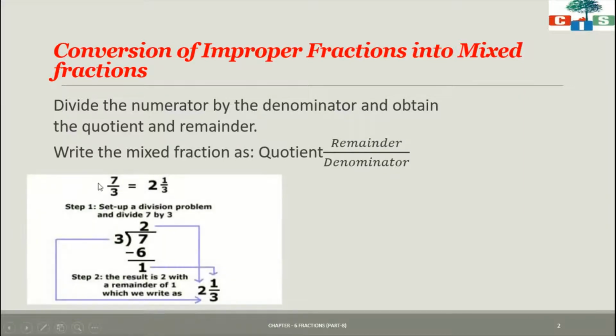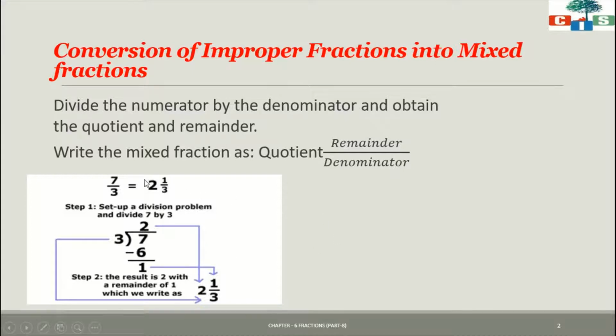See, 7 upon 3. Okay, this is improper fraction. We have to convert it into the mixed fraction. So first of all we will divide 7 by 3. Here 7 is dividend and 3 is divisor. Now we will simply divide it. When we will divide, we will get quotient as 2. Quotient means result, and remainder as 1.